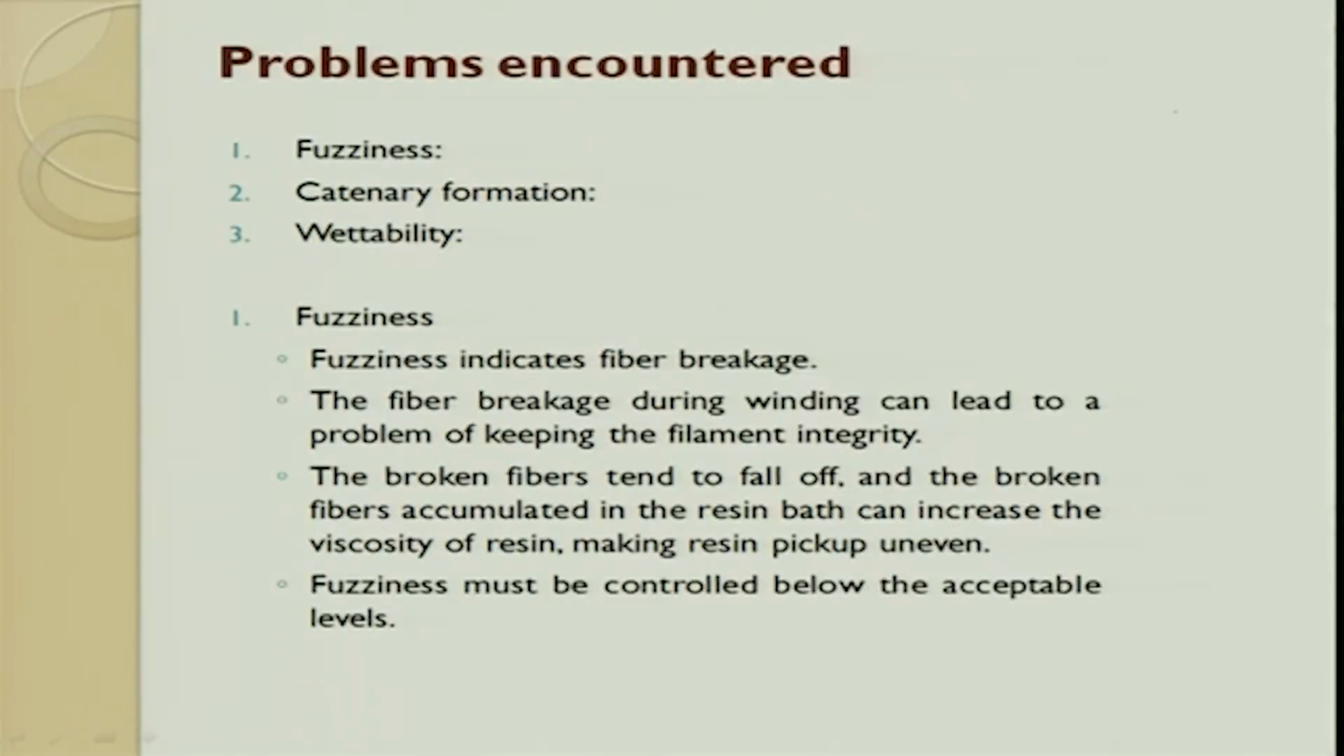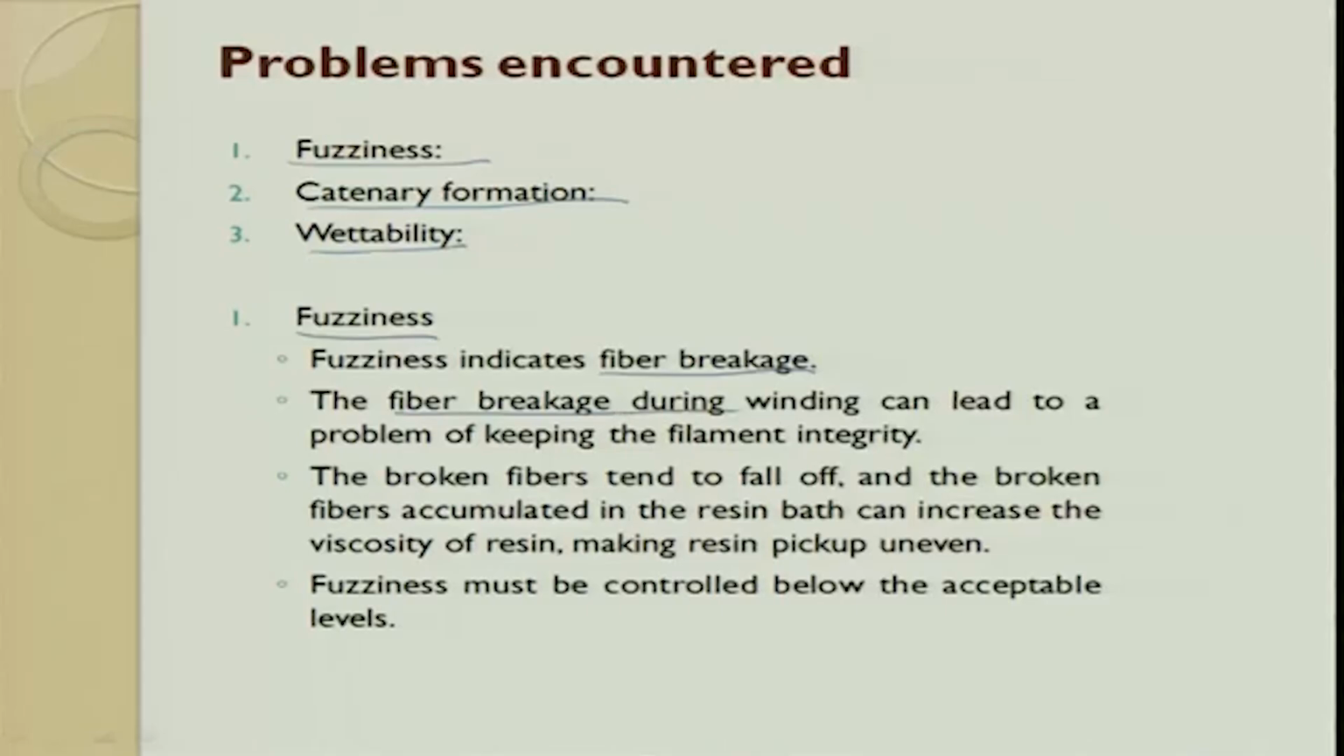The general problems which we undergo are fuzzing, then catenary formation, then wettability. Fuzzing is nothing but fiber breakage. When you keep on winding, many a time if 6 fibers are coming by and one fiber fails, then the number of fibers which get wound will be 5 at certain points. So this is called fiber breakage, and though this process looks automated today, still a lot of manual intervention is required to make sure the fiber is continuously fed.